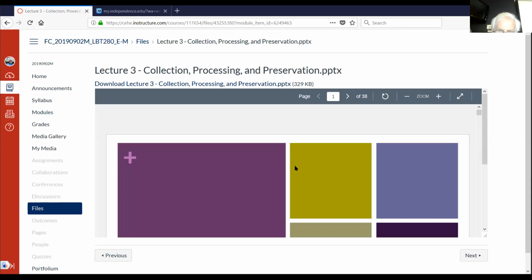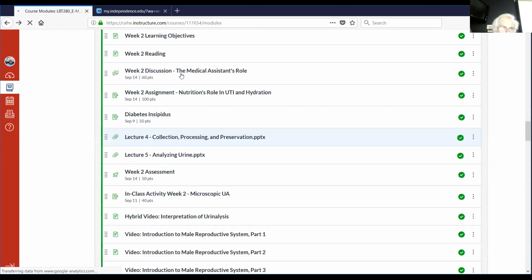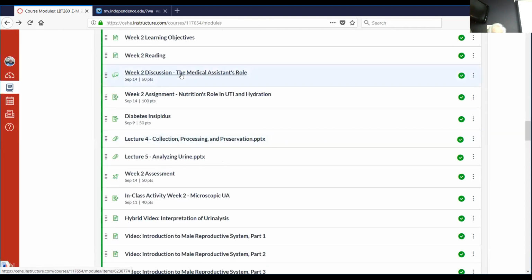So what I'm going to do is, first off, go back to the modules here and just go through what we're going to be doing this week. I'm going to do some recording on collection, processing, and preservation of urinalysis samples, and then analyzing those samples. We were going to do microscopic urinalysis tonight, but we'll do that on Wednesday. We will instead get started on the diabetes insipidus assignment.